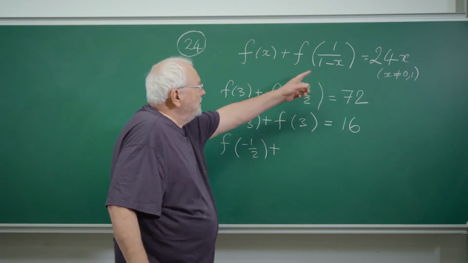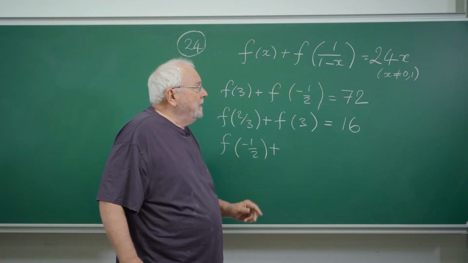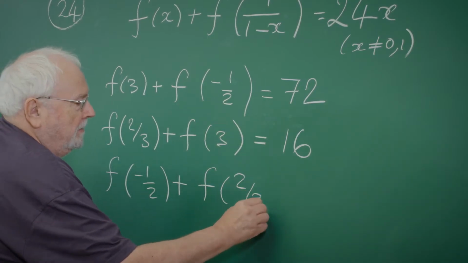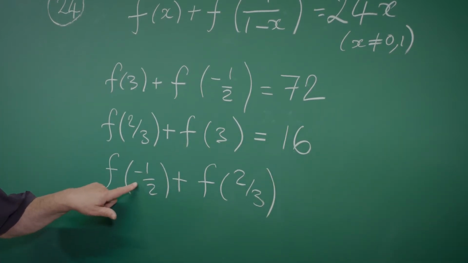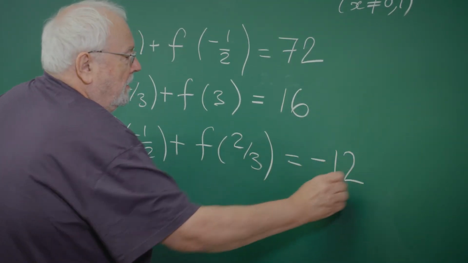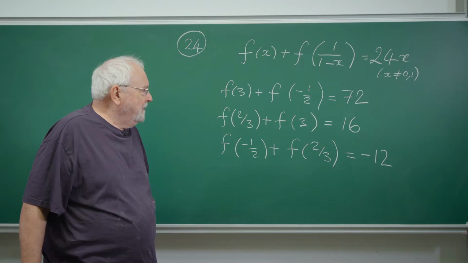Now, if I plug in x is minus a half here, that becomes 1 over 3 over 2. It becomes 2/3. And we had plugged in x is minus a half, and so this here is minus 12. Well, we seem to have got very lucky there.